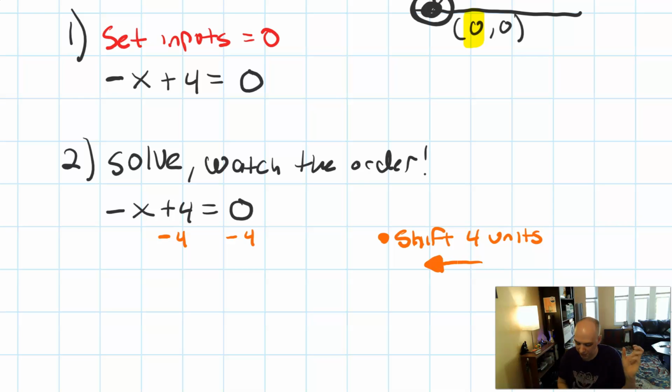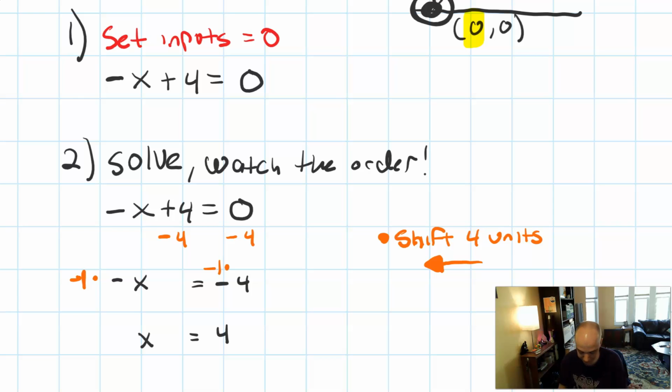Just like we'd see that plus 4, right? But we're actually subtracting 4 from the x value. That's what's going to cause that shift. Then I would get negative x equals negative 4. To solve this, I'm going to think about multiplying by negative 1 on both sides. And so then I will get x equals 4.